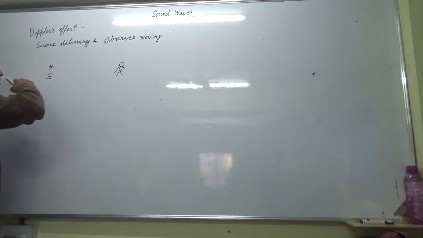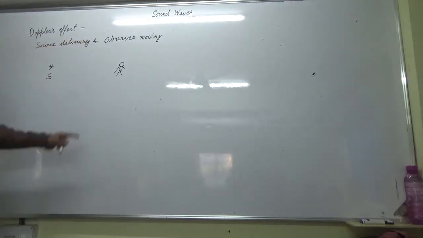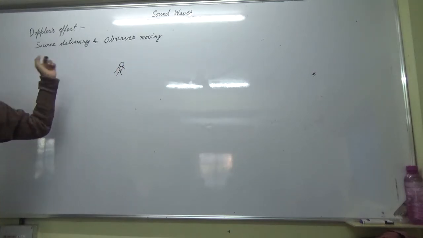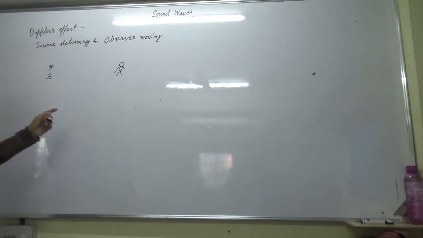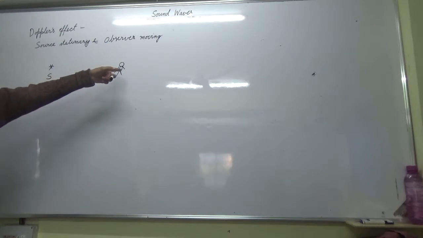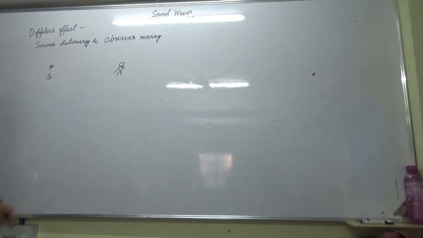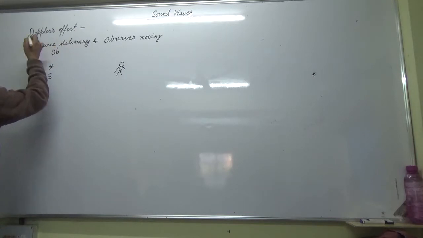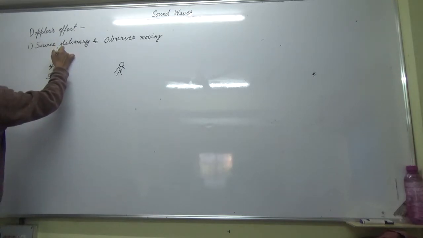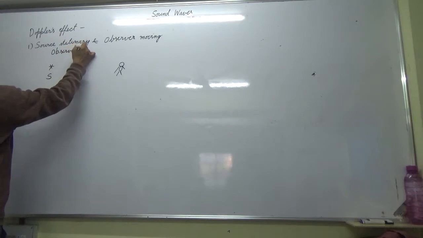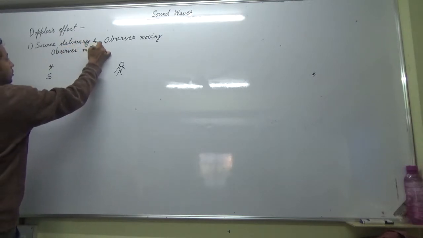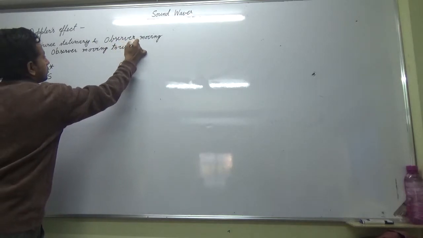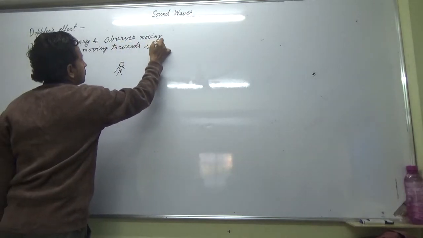First we consider one dimension, and in one dimension we have two options: the observer is moving towards the source or moving away from the source. First we will consider the observer moving towards the source. This is case one: observer moving towards source.